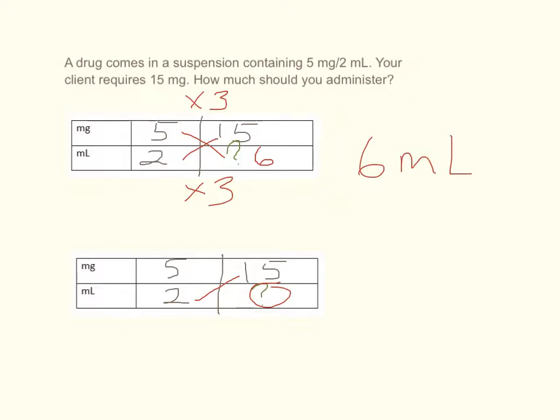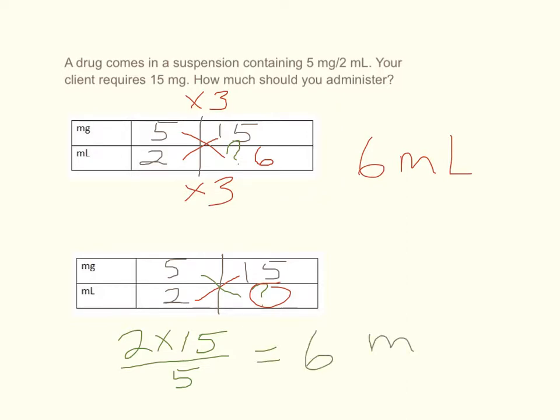Okay, so if I multiply diagonals, 2 times 15, and then divide by the number that's diagonally opposite the unknown value that I'm looking for, so I'm dividing by 5 this time. In other words, I'm saying 5 times what is equal to 2 times 15. Then I get that magic number 6 again.